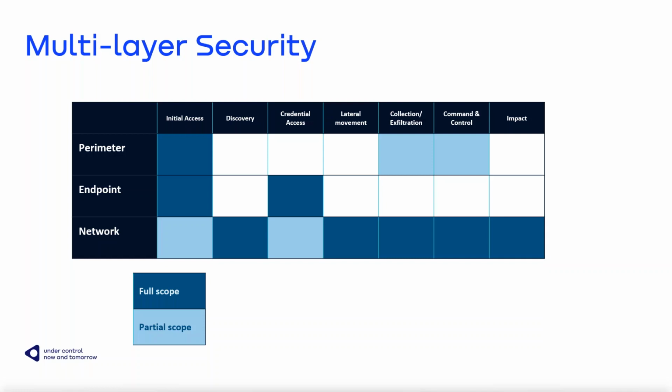So for example, perimeter security, I mean a firewall, cannot detect the discovery phase, because the discovery phase is inside the network, so it's invisible to the perimeter firewall. Because of that, the firewall cannot show us information about a port scan or network scan or something like this.